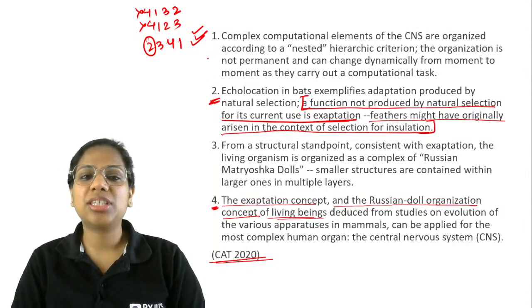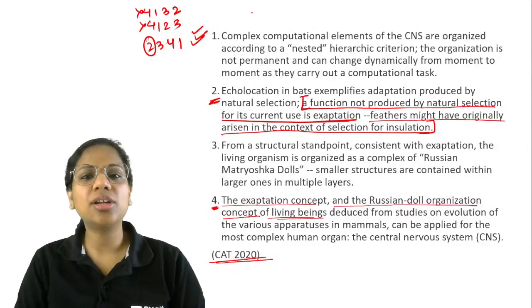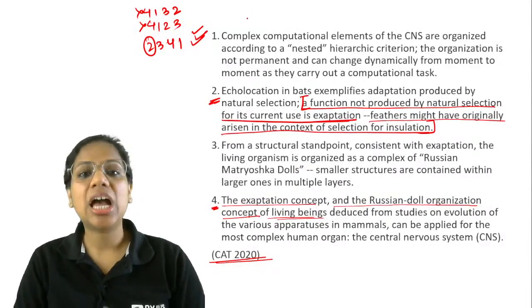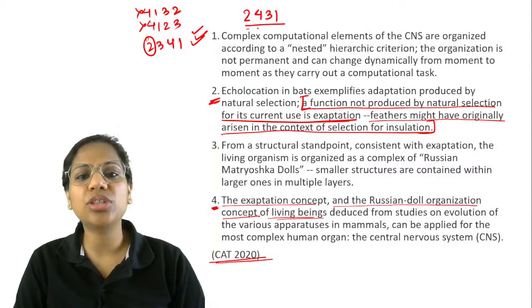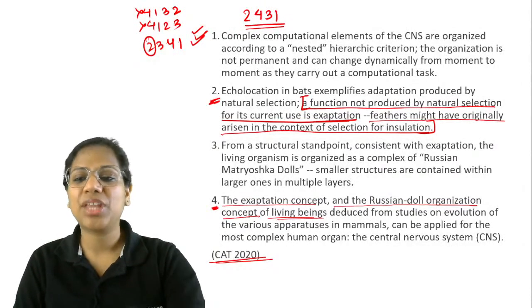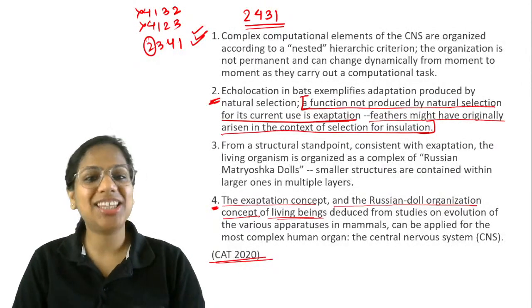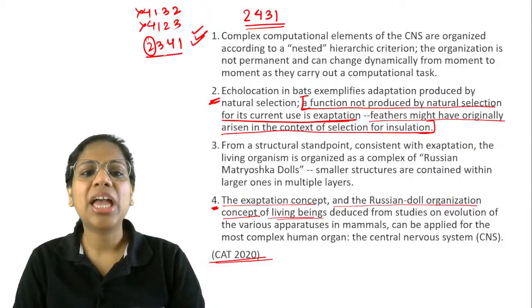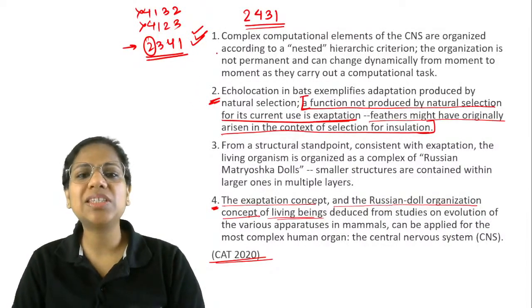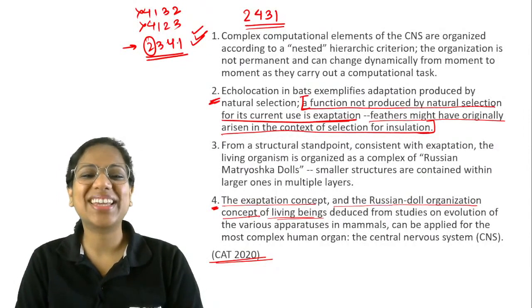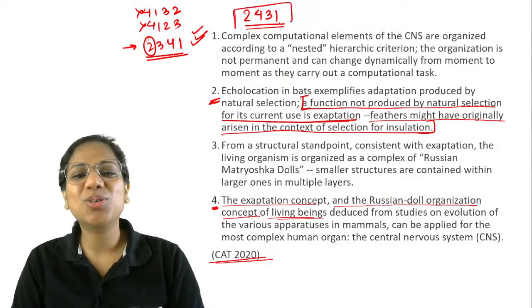Now, see why I have taken this question. It's not a very difficult question if you ask me. However, the official answer that CAT extended was 2431, not 2341. And I don't agree with this. I think it should be 2341 only. And actually, a lot of experts didn't agree with it. But then an objection was raised and the authorities didn't accept it. So we were stuck with 2431.